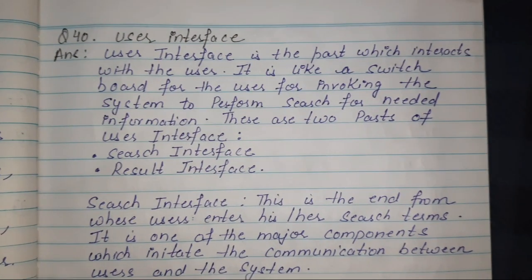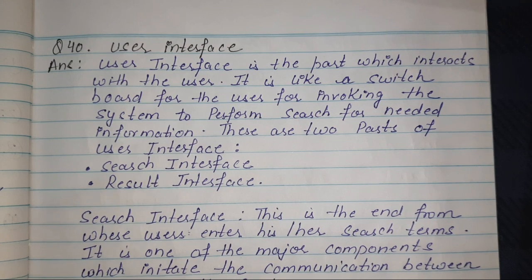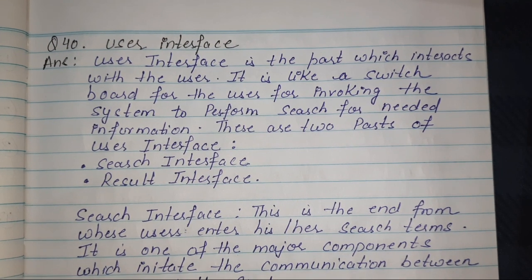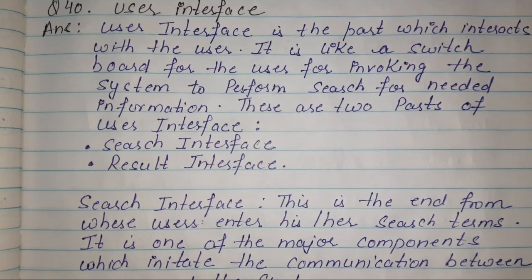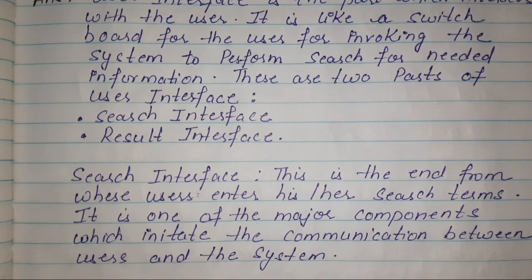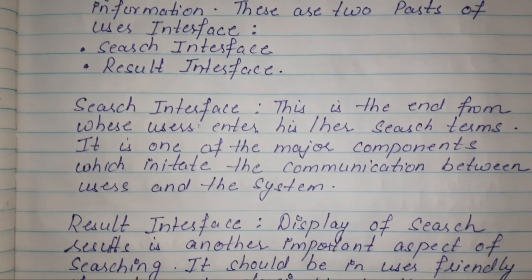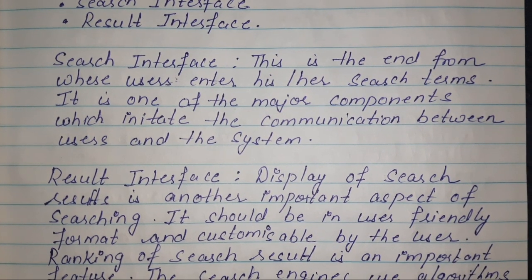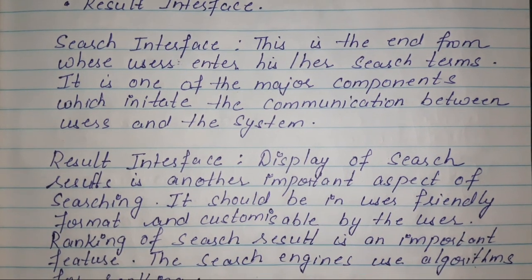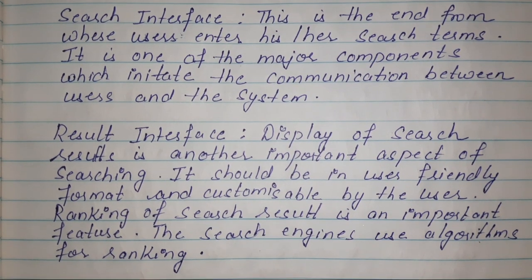Question number 40, user interface. User interface is the part which interacts with the user. It is like a switchboard for the user for invoking the system to perform search for needed information. There are two parts of user interface: search interface and result interface. Search interface: there is an entry form where the user enters his or her search term. It is one of the major components which initiate the communication between user and system.